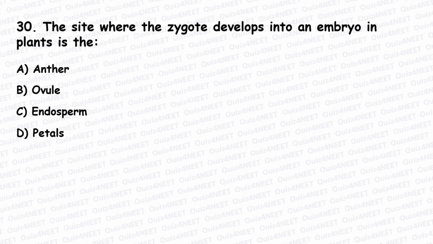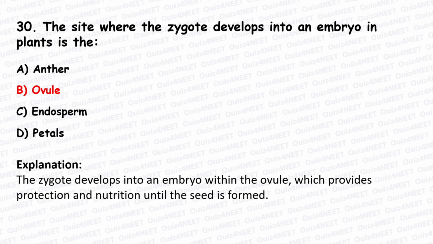30. The site where the zygote develops into an embryo in plants is A. Anther, B. Ovule, C. Endosperm, D. Petals. The right answer is B. Ovule. Explanation: The zygote develops into an embryo within the ovule, which provides protection and nutrition until the seed is formed.